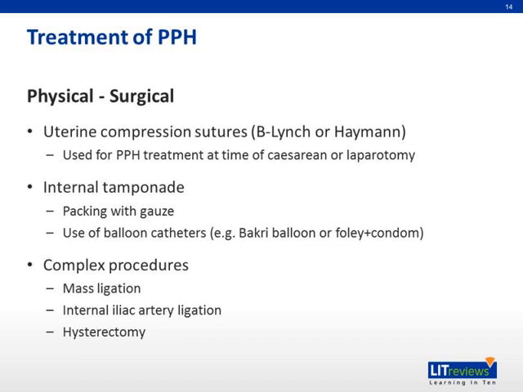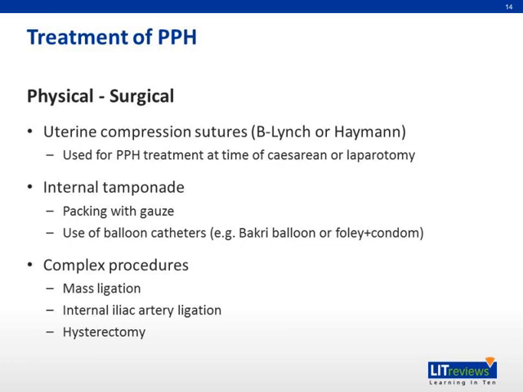Second type of surgical treatment is the use of internal tamponade. For example, we can use a packing with gauze, or we can use balloon catheters such as the Bakri balloon, or in low resource centers, Foley catheters plus condoms can be used as a tamponade within the uterus to attempt to stop the bleeding. However, packing with gauze is not used locally, as it's related to inflammation and infection.